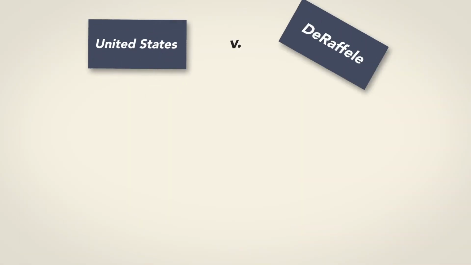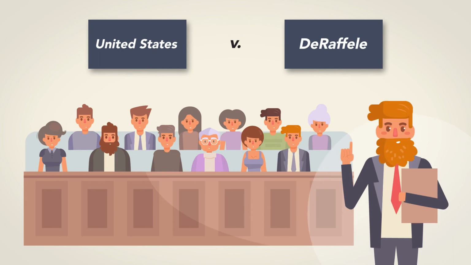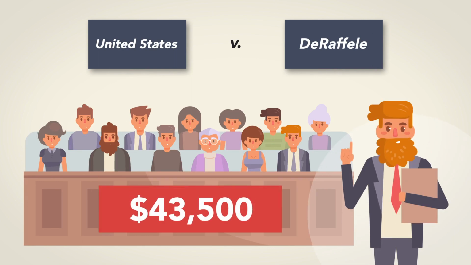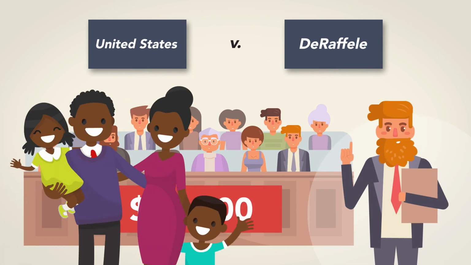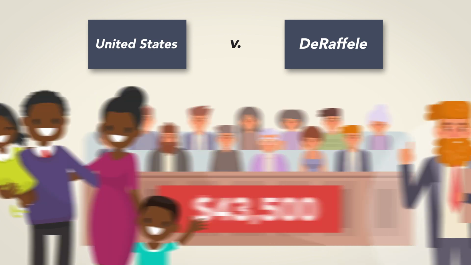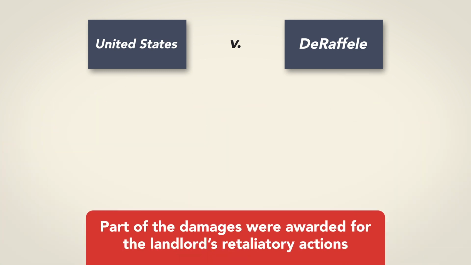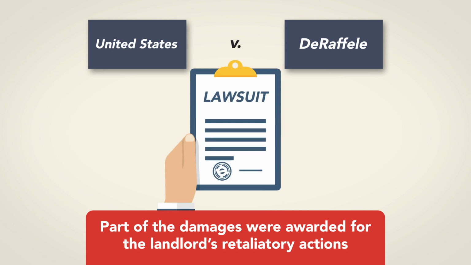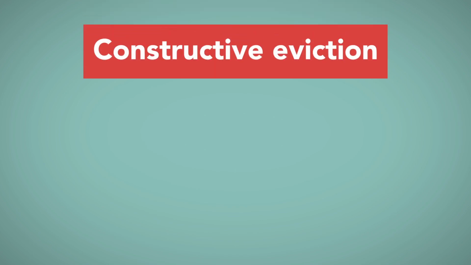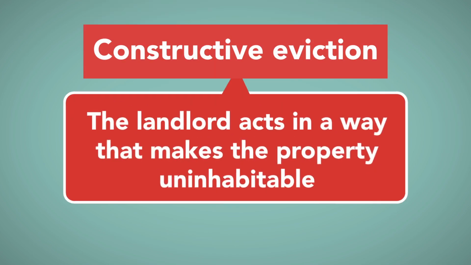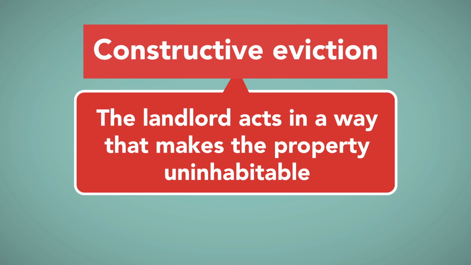In United States v. de Rafael, the jury returned a verdict for $43,500 based on allegations of housing discrimination against families with children. Part of the damages were awarded for the landlord's retaliatory actions of filing a lawsuit against the family after learning of their housing discrimination complaint. Another type of retaliation may come in the form of a constructive eviction, where the landlord acts in a way that makes the property uninhabitable.